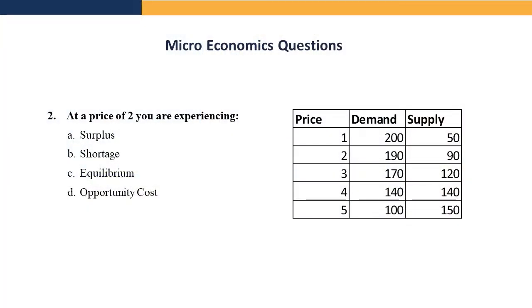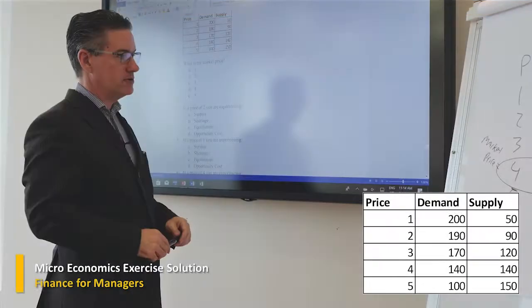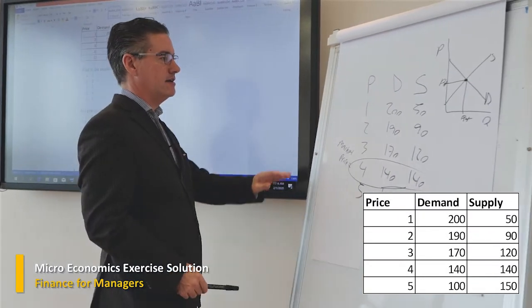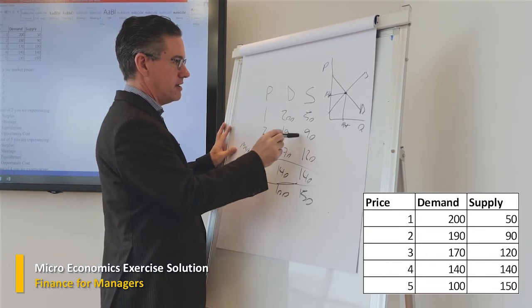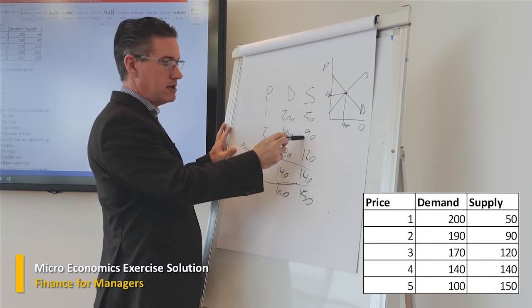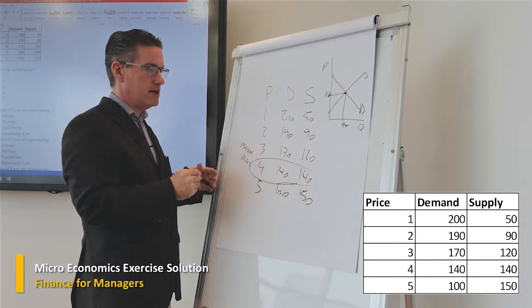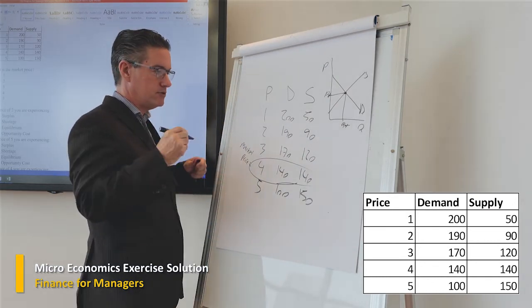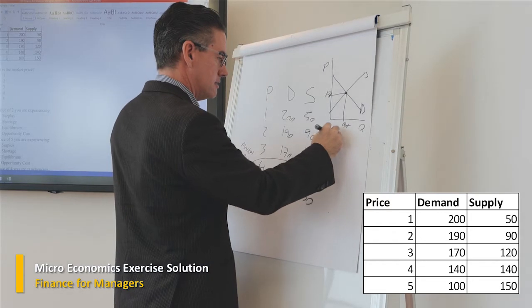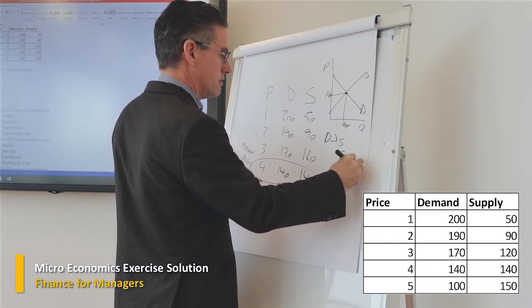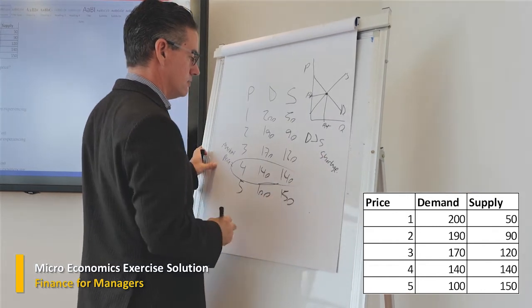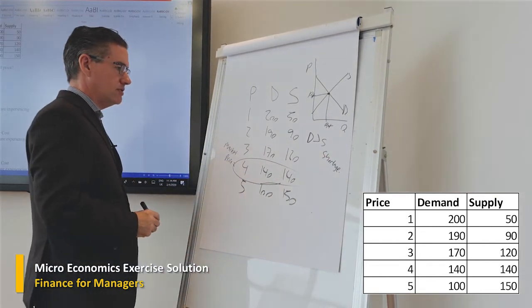If the price is 2, what do we have? A surplus, a shortage, equilibrium, or opportunity cost. So let's look over here. If the price is 2, which one's bigger, demand or supply? Demand is bigger, right? If demand is greater than supply, we're going to have a shortage. We don't have enough. So this is a shortage there.